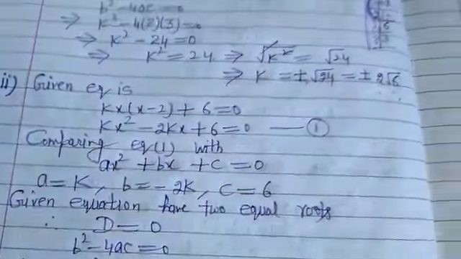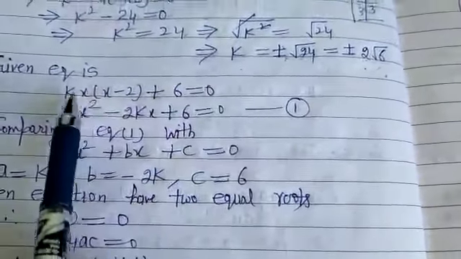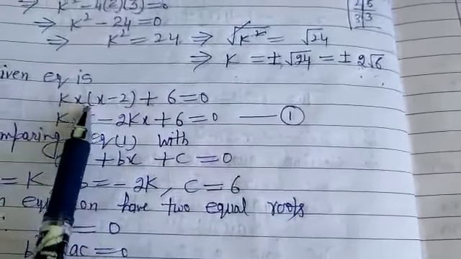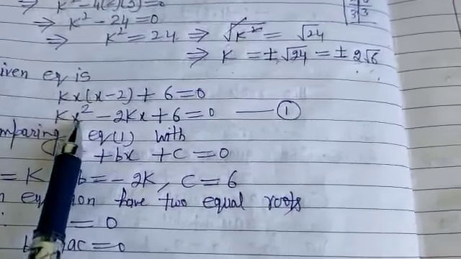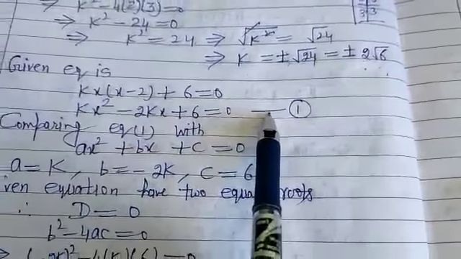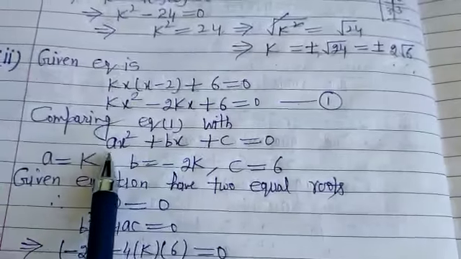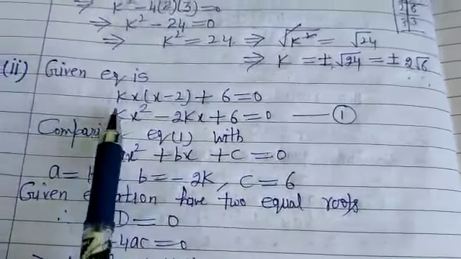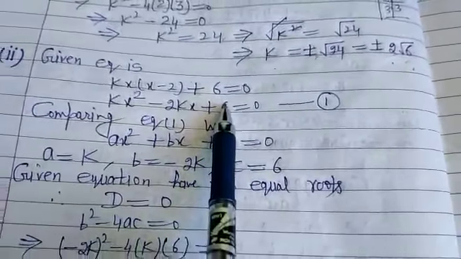Now the second part is kx into x minus 2 plus 6 is equal to 0. Now you see it is not looking like a quadratic equation, and there is a bracket, so we have to multiply it. Kx into x becomes kx square minus 2kx plus 6 is equal to 0. Comparing this equation with the standard quadratic equation, that is ax square plus bx plus c is equal to 0, we see the value of a is k, b is minus 2k, and c is 6.